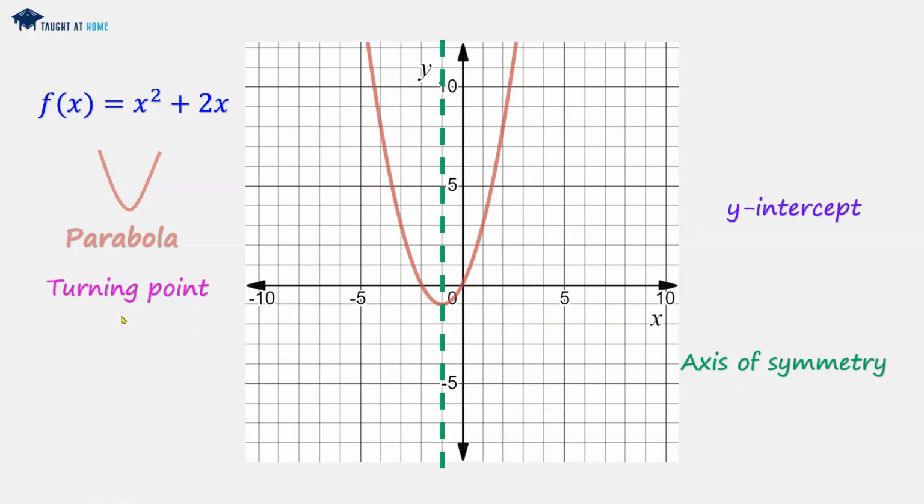So the turning point, we can say that it is at x equals -1 and y equals -1. The y-intercept is at the origin, so y equals 0, and the axis of symmetry goes through the turning point about the line x equals -1.